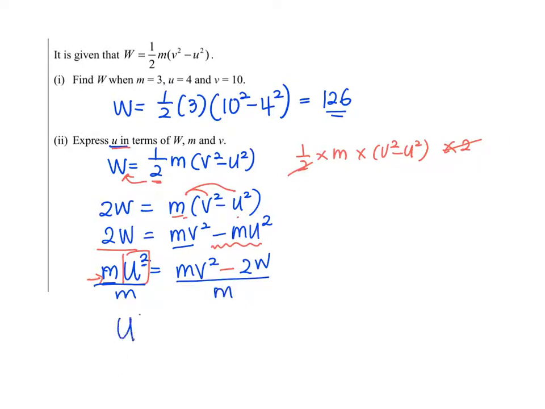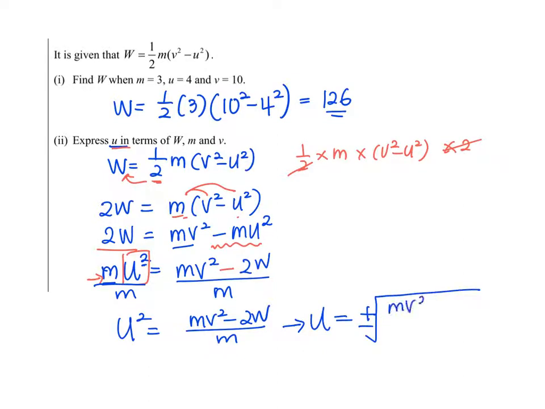So u squared is now this whole expression. And if I want to get the letter u only, when I take the square root, u equals plus or minus the square root of (mv squared minus 2w) over m. Now put the criminal inside the jail. Remember the lock and key.